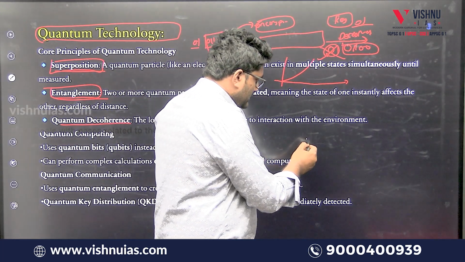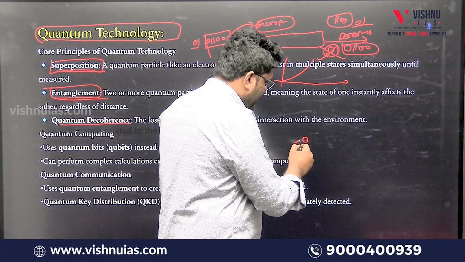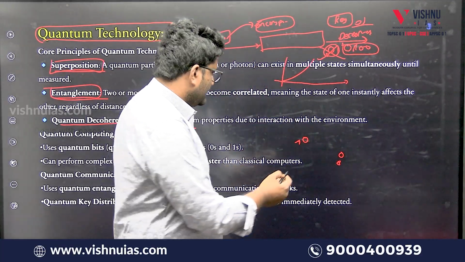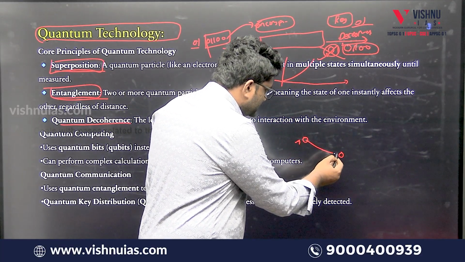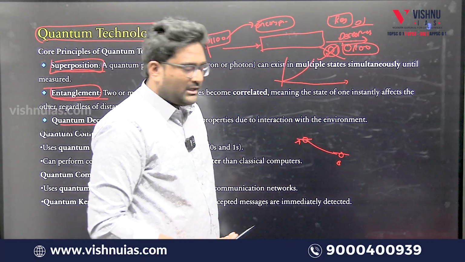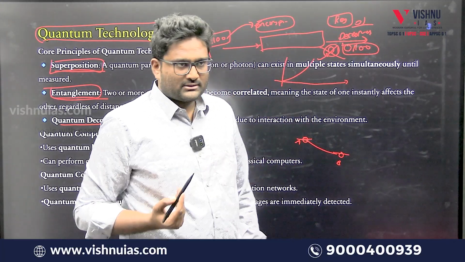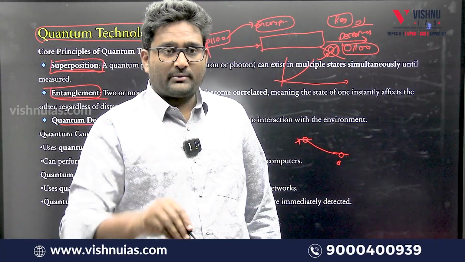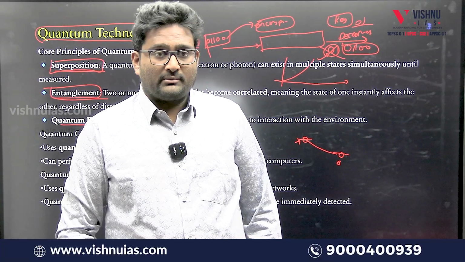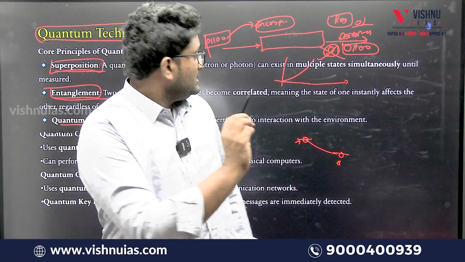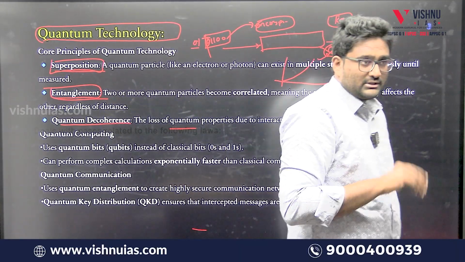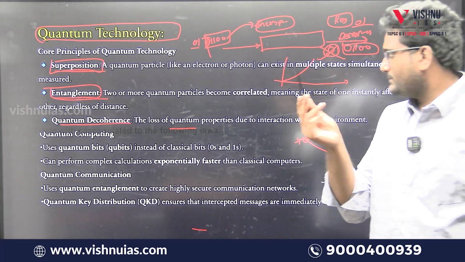Entanglement means, suppose this is A and this is B, and these two are quantum particles. They are linked in such a way that if I change A, B also changes, and if I change B, A also changes. This is one of the properties called entanglement. This can be used in quantum communications, because if something here changes, the output is also going to change. That entanglement will be there.